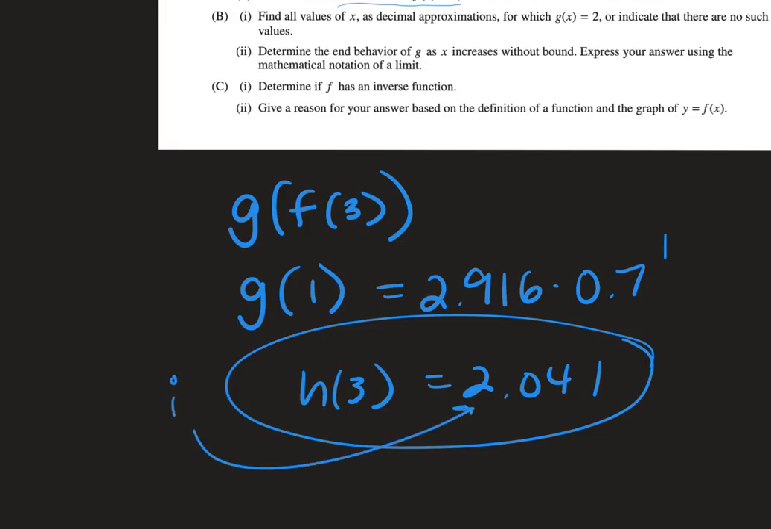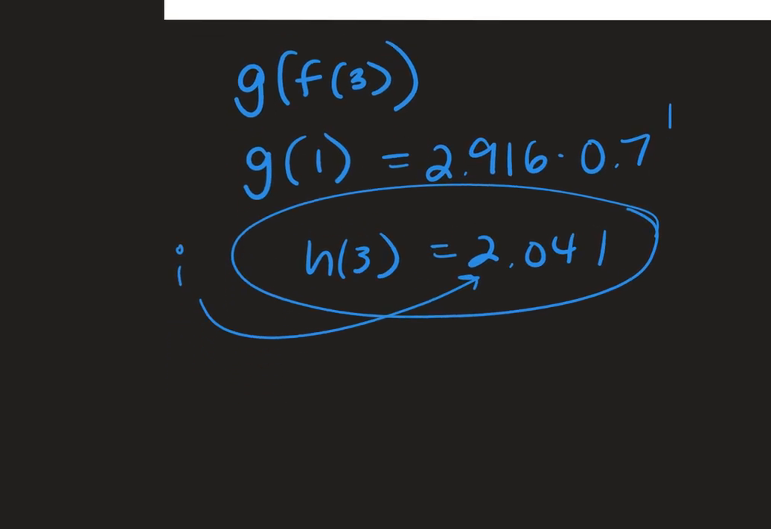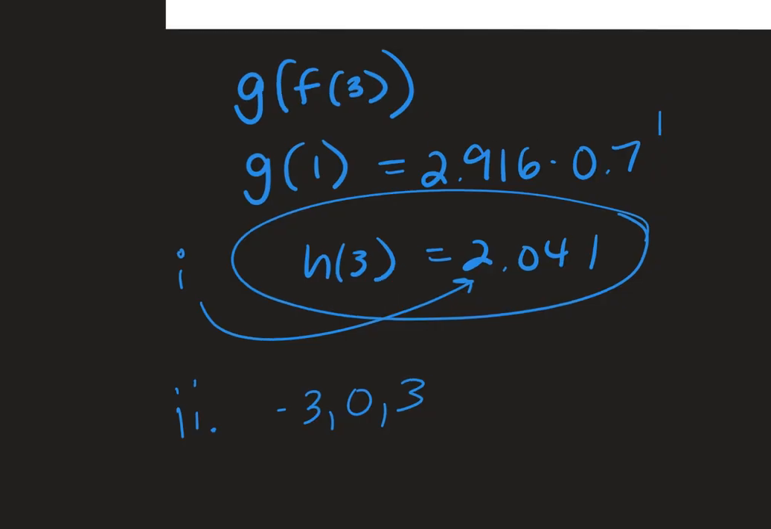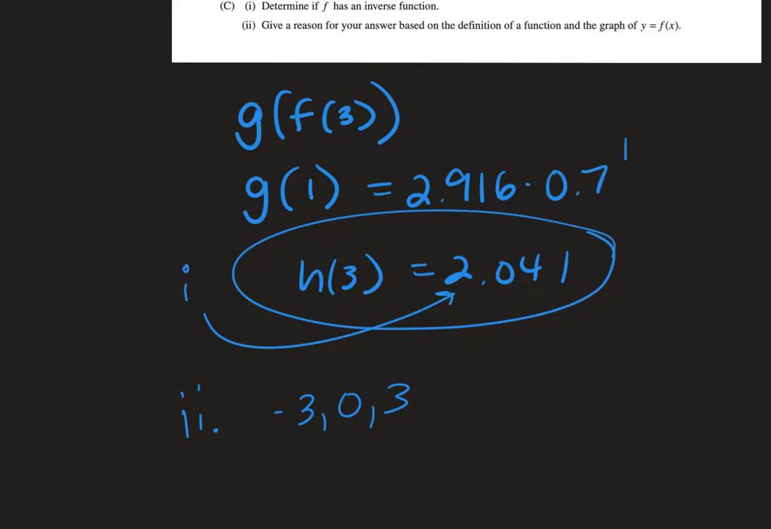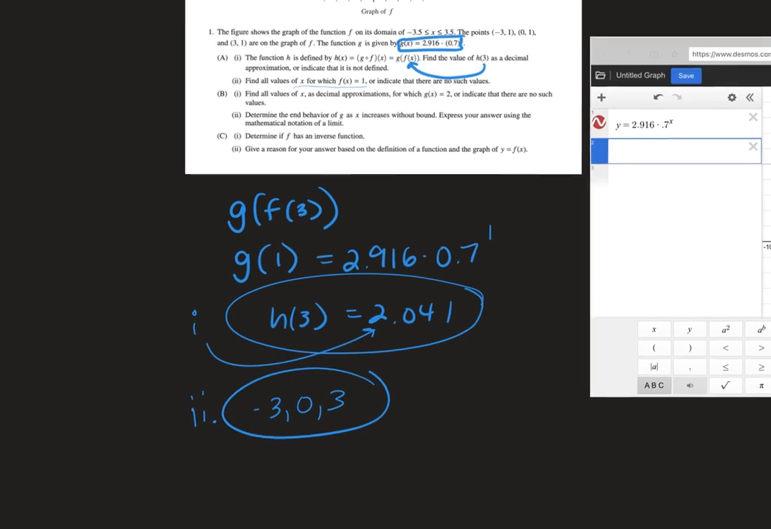You really just needed 2.041. You didn't have to write h of 3 equals that. Is 2. I is negative 3, 0, 3 in any order. And you can write x equals negative 3, 0, 3, or you could just write those. How many of you got that one right? Give yourself a point. So that's the second point, okay?